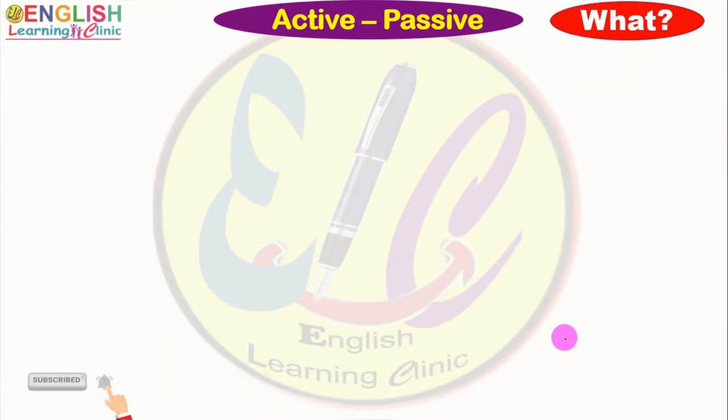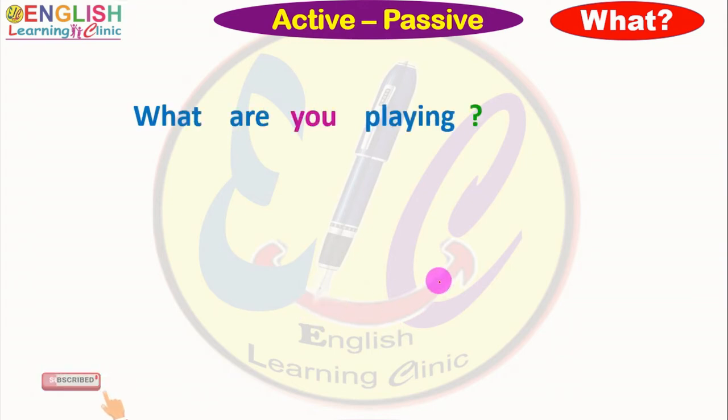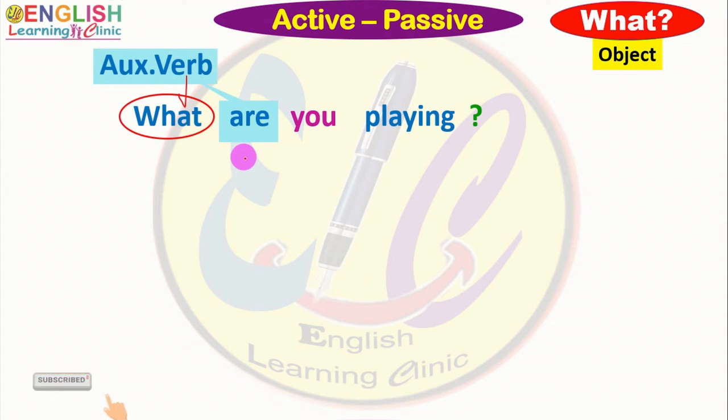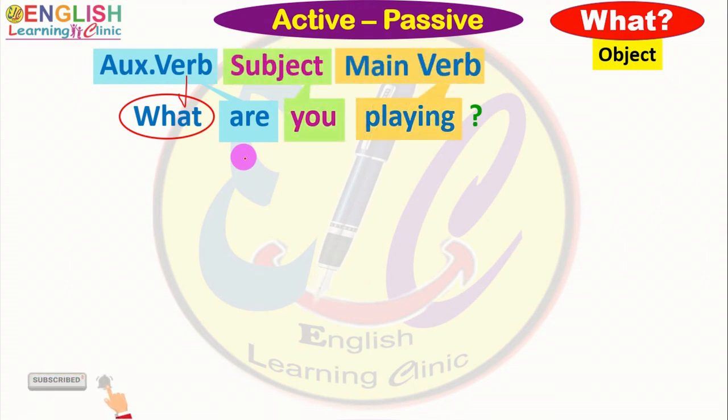Now, this is another interesting fact of the voice change of the verb of the WH question beginning with what. Look at this sentence. What are you playing? What finds out the direct object of the sentence. And in the same way, quite naturally, what takes the place of the object of a sentence. If you put aside the WH word what, the structure is auxiliary verb, subject and the main verb.